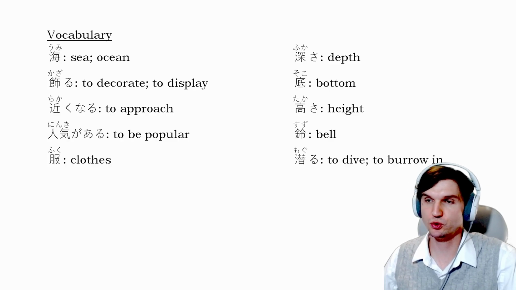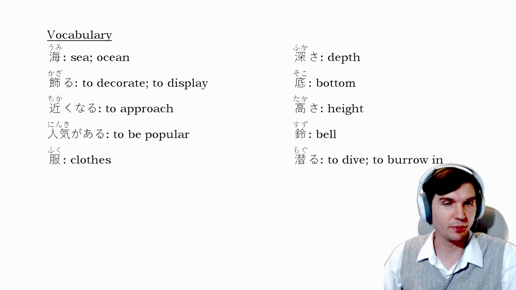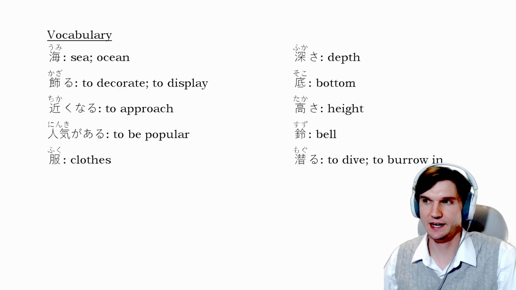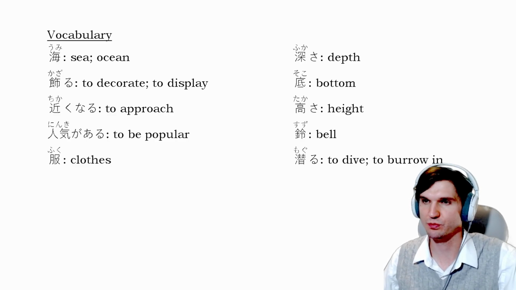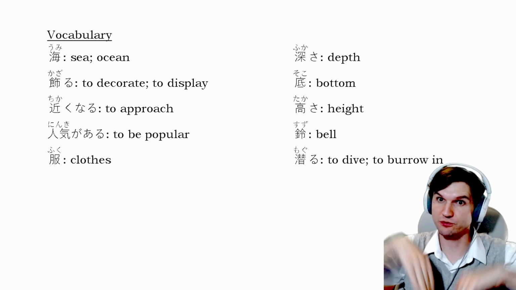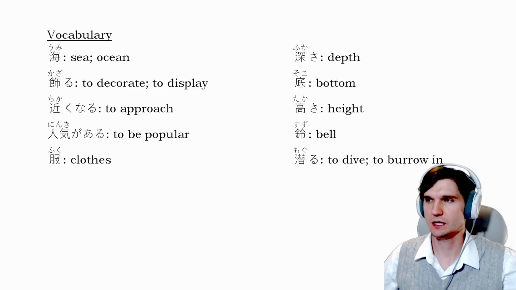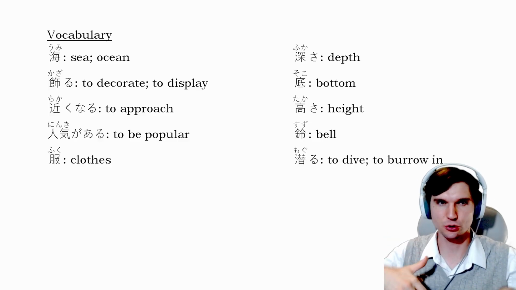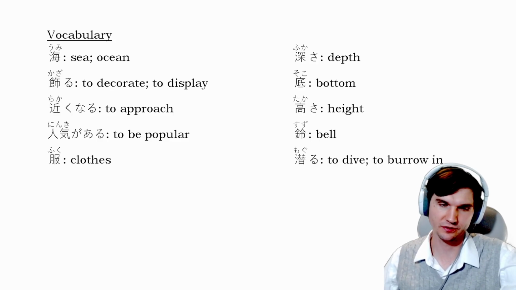And we have fuku is clothes, fukasa is depth, soko is bottom, as in the bottom of a physical object. Takasa is the height. And we have suzu is a bell. Moguru is to dive or to burrow in. So in water, when you're talking about moguru, to go down further, dive deeper. You can also moguru into the ground, and that would be like burrow in or dig down into. It's used for both of those.